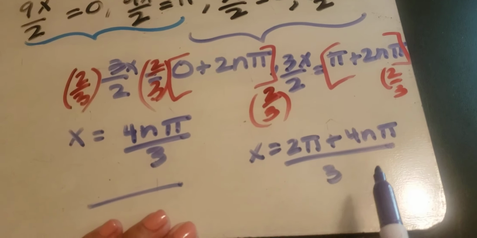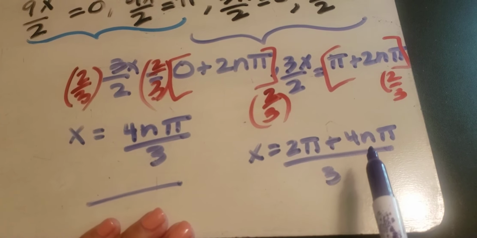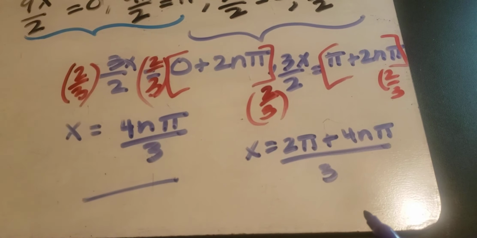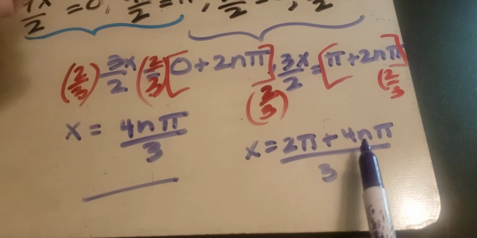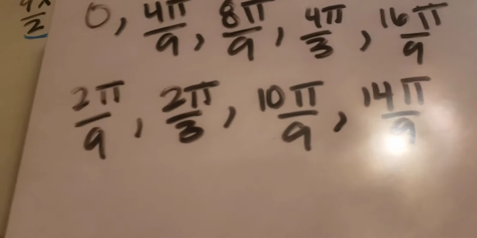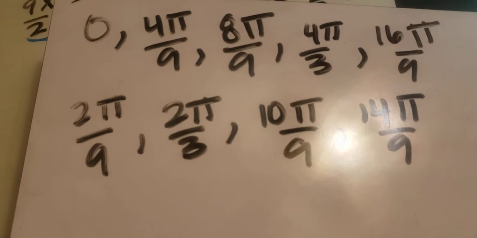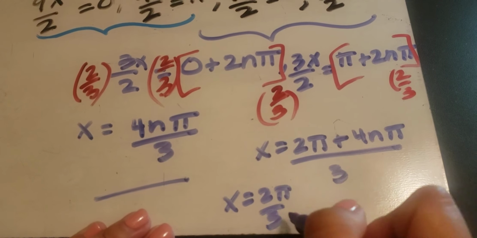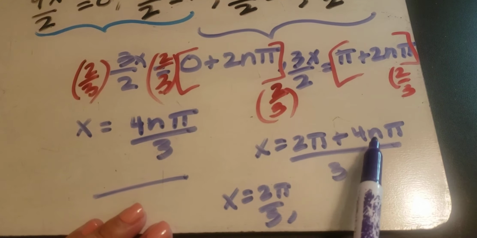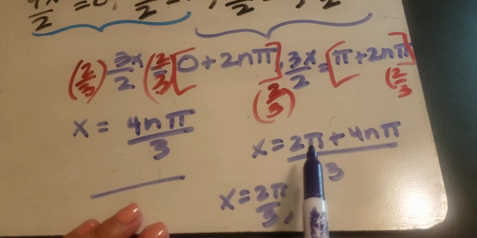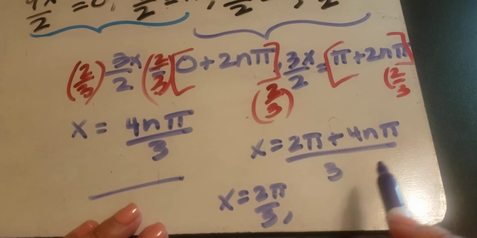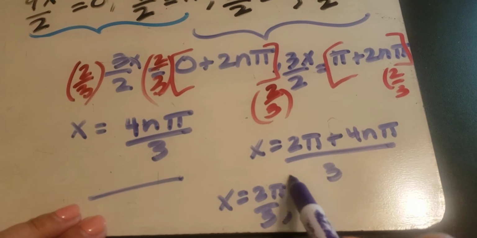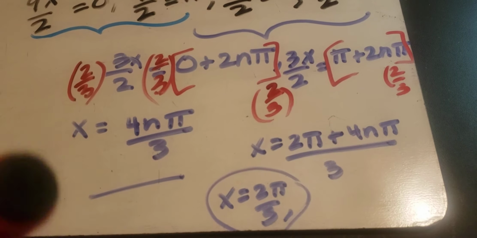Again, when n is 0, I'm going to have just 2 pi over 3. And if you notice, that's not one of our solutions, so we're going to include 2 pi over 3. When n is 1, we have 4 pi plus pi, which is 6 pi over 3. But 6 pi over 3 gives me 2 pi, and we don't want to include 2 pi. So the only new solution that we're going to include is 2 pi over 3.